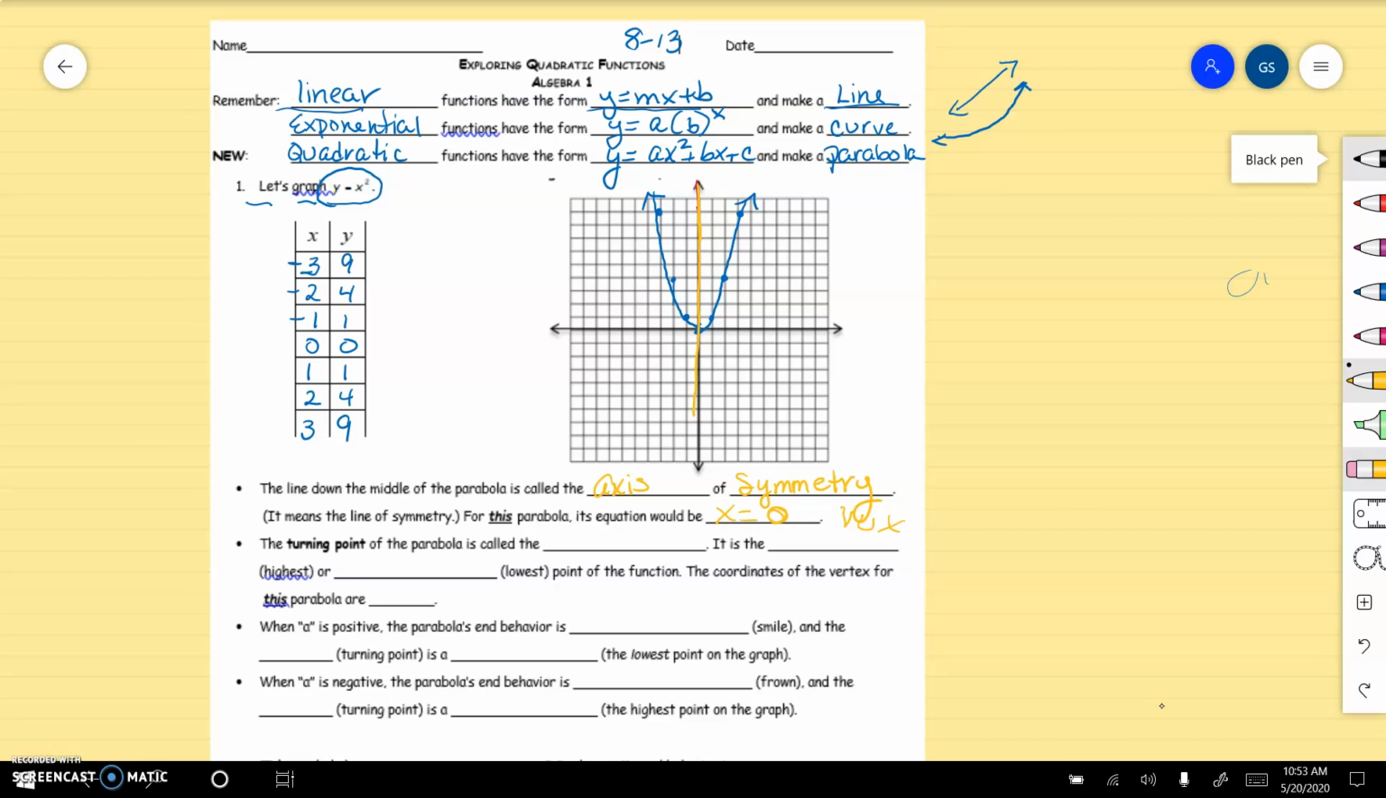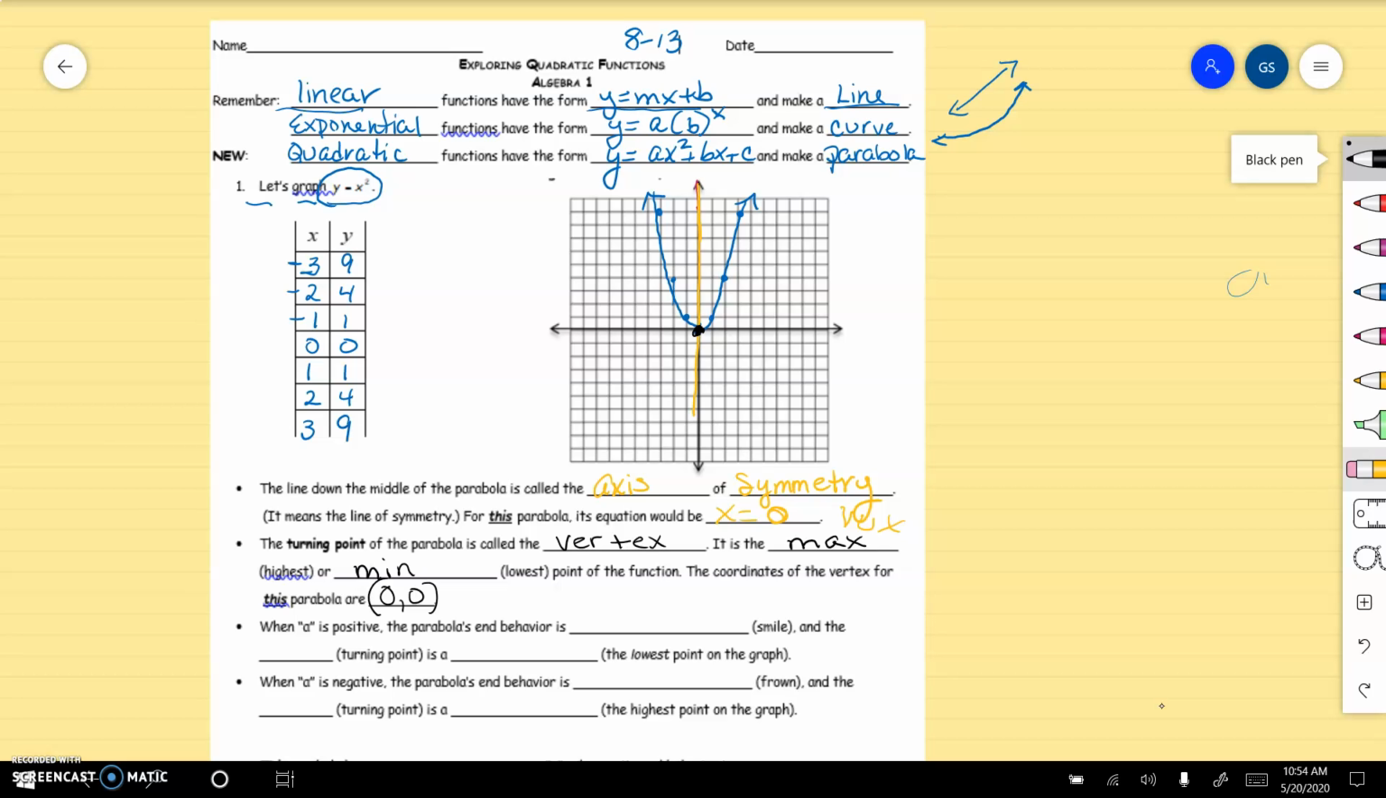Okay, that's the x value of every point on that yellow line. Next, the turning point. Maybe I'll use black for the turning point. There's the turning point. It's really called a vertex. It is the max or highest point, or it's the min, the lowest point of the function. So the coordinates of the vertex of this parabola are 0, 0. That's because it's at the origin. Will it always be 0, 0? No. But for this one it is.